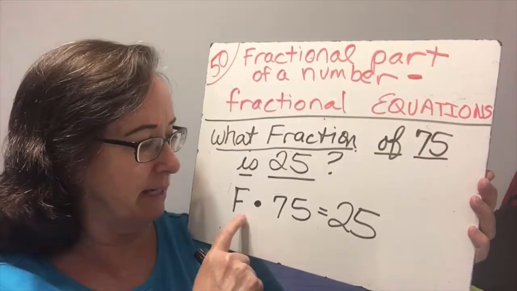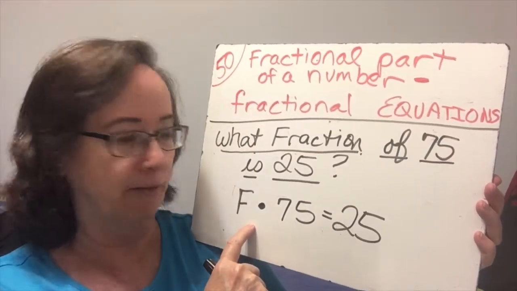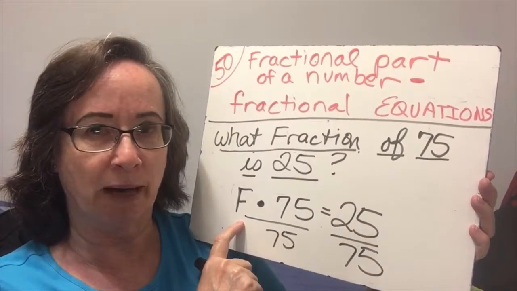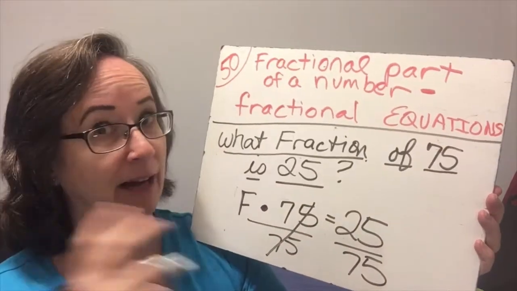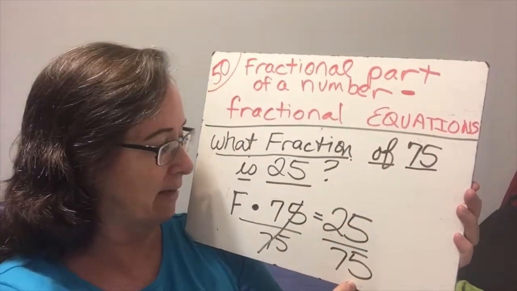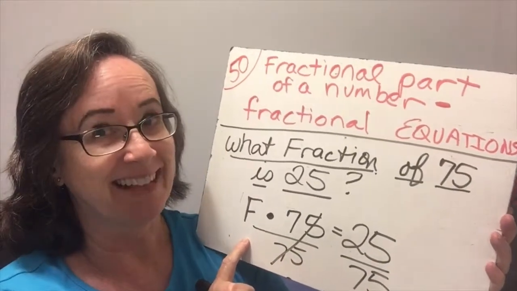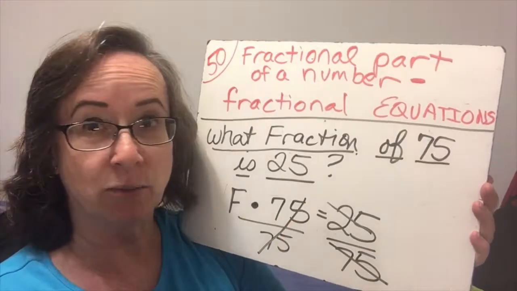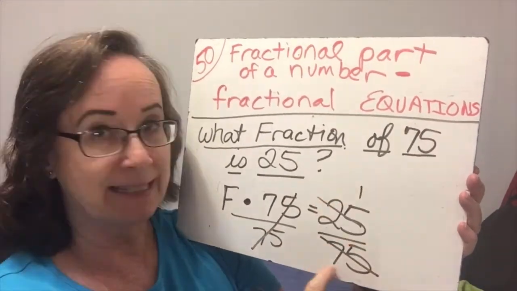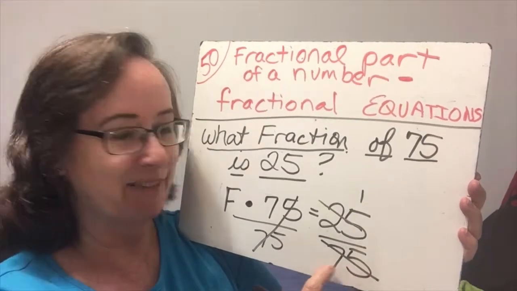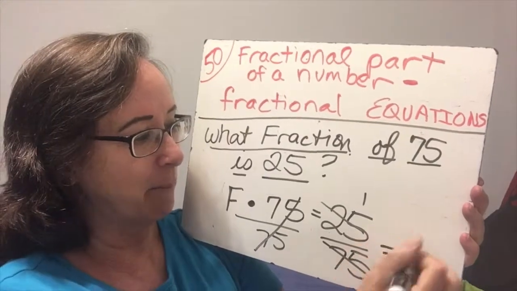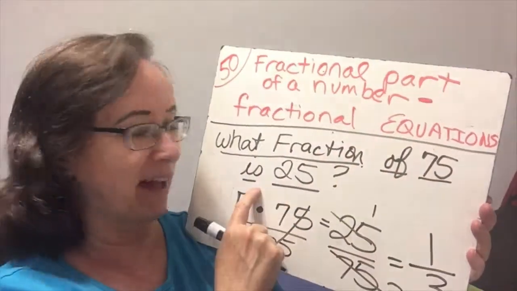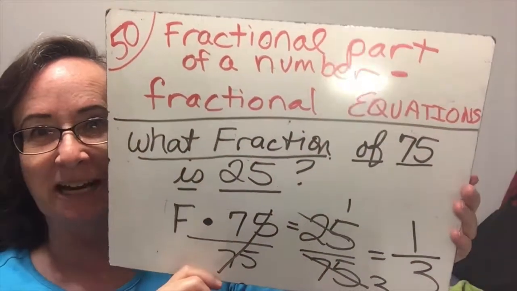And I have an unknown here, and I want to get the unknown by itself. So what if I divide both sides by the 75? Because don't I want to get my unknown by itself? The 75 divided by 75, poof, it disappears. And we get 25 divided by 75 is F. But 25 and 75 have a common factor. So we're going to divide each one by 25. So 25 divided by 25 is 1. And 75 divided by 25, think of quarters, is 3. And my answer is the fraction is 1/3. 1/3 of 75 is 25. And that is your first example. Wasn't that easy and fun?